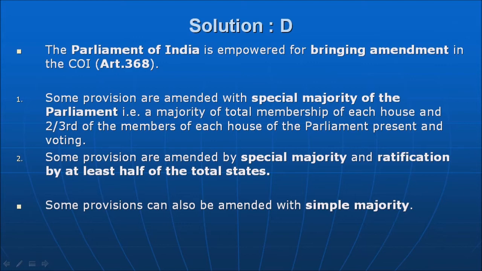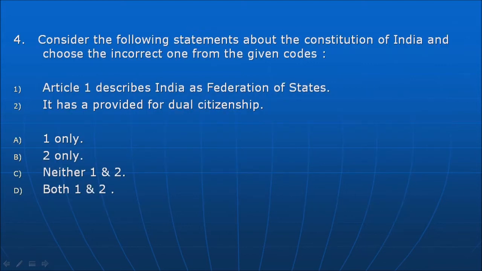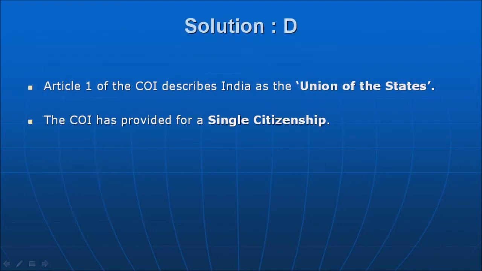Question number 4, consider the following statements about the Constitution of India and choose the incorrect one. So here we have to choose the incorrect one, so please be alert. First, Article 1 describes India as Federation of States. Statement number 2, it has provided for dual citizenship. So both of them are incorrect statements, so the right option is D. Because Article 1 of the Constitution of India describes India as the Union of States.